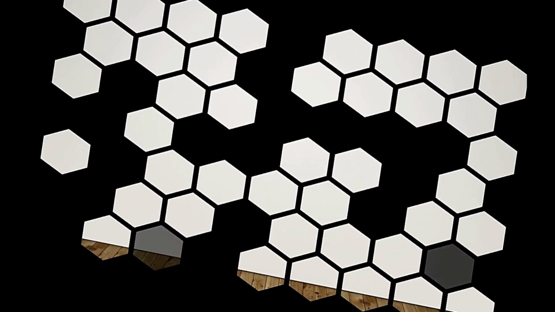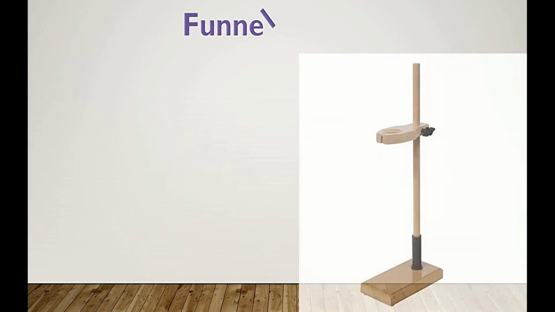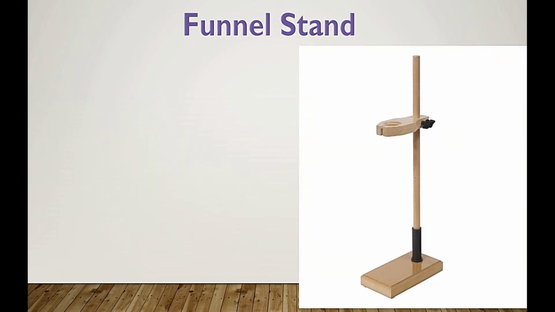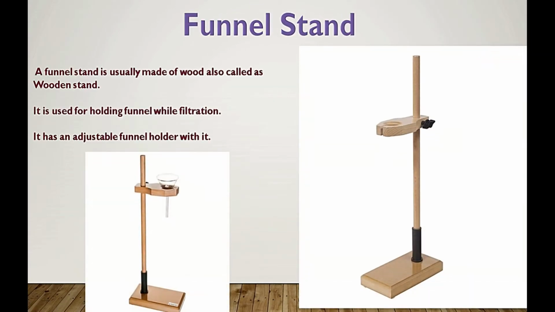Another apparatus is funnel stand. This funnel stand is usually made of wood, therefore it is also known as wooden stand. It is used for holding funnel while filtration. It has an adjustable funnel holder with it. It can move down, it can move up according to the use.